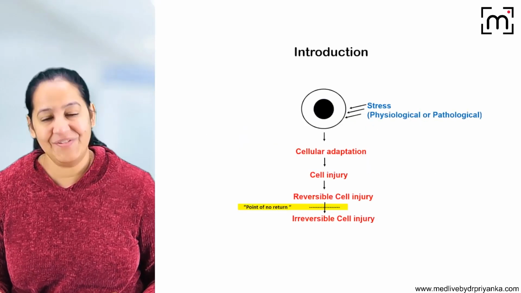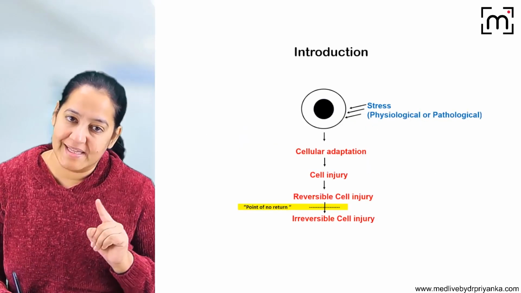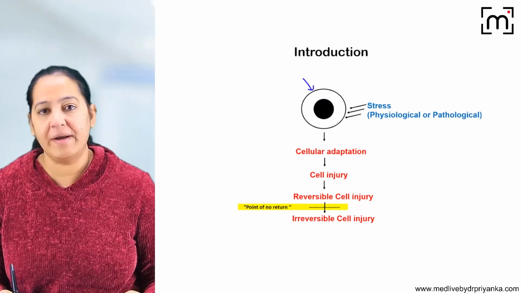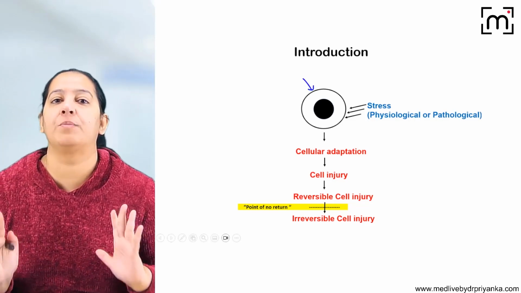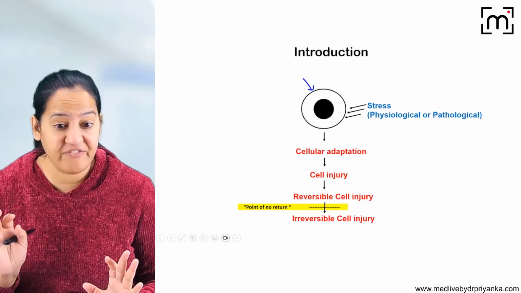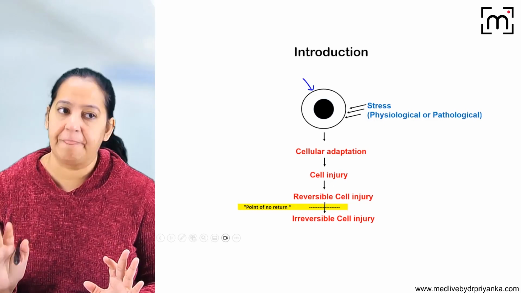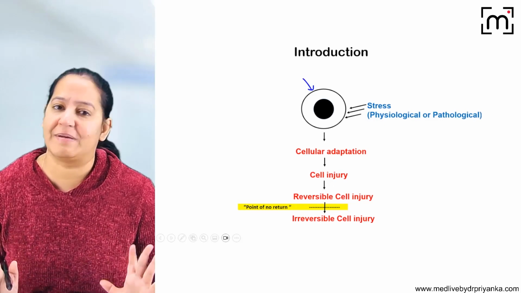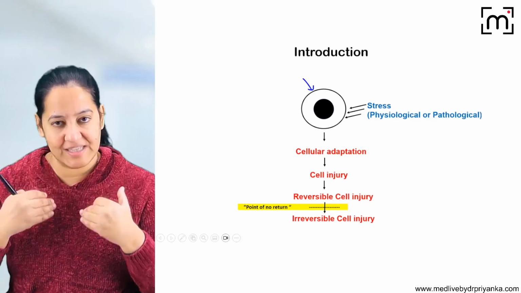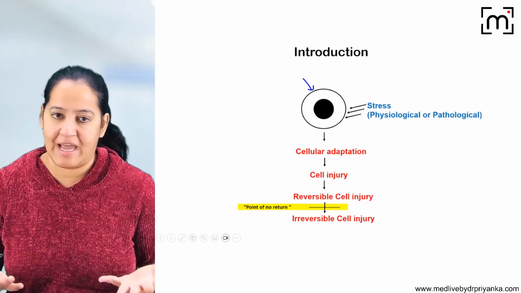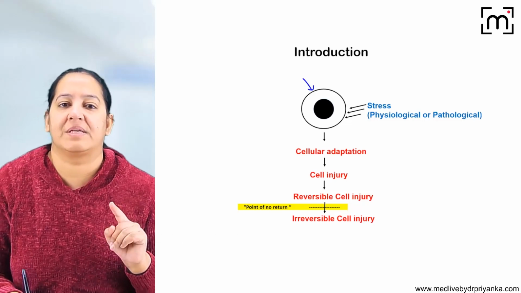So let's start. First, all cells remain in homeostasis. The human body is made up of cells. From head to toe, we are made up of millions of cells. All the cells are in homeostasis, that is, they have a specific function and a specific structure. With their specific structure, they perform their specific function. For example, the cells of the salivary gland do the function of secretion, and the cells of the intestine do the function of absorption. So they are in homeostasis.